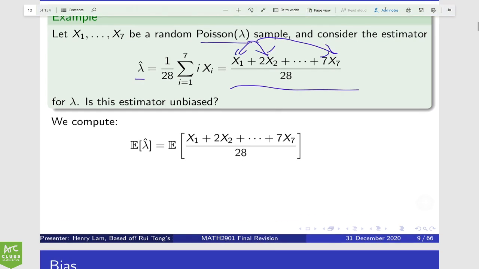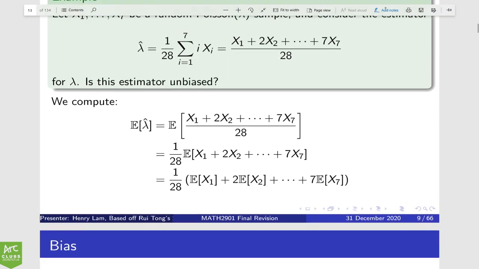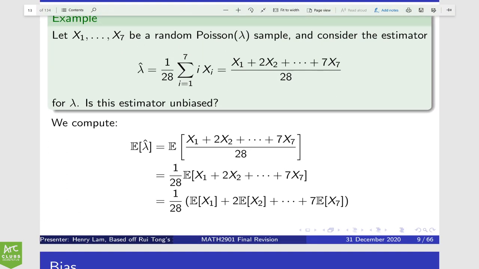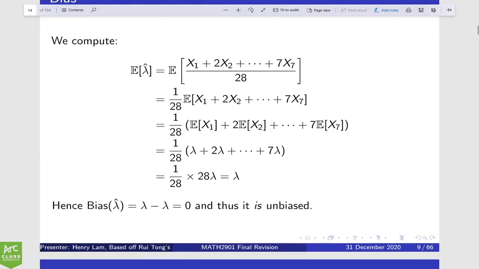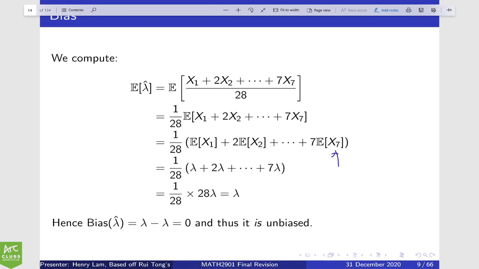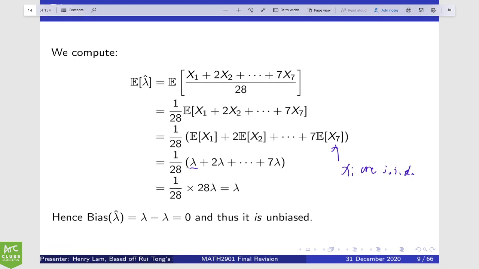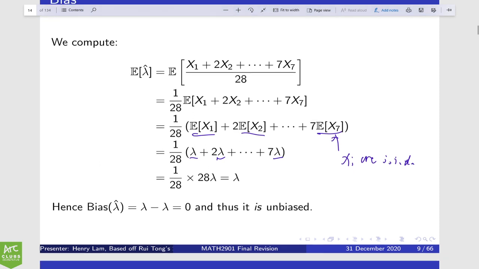So we go with this. We find the expectation. We just use the fact that expectations are linear and bring out the constant term and just split it out individually. And then from here, we just note that they all come from the same distribution, Xi are IID, so they have the same mean. So you just go lambda, so 2 lambda here, and 7 lambda here. So lambda. You add them all up, and you'll see this.